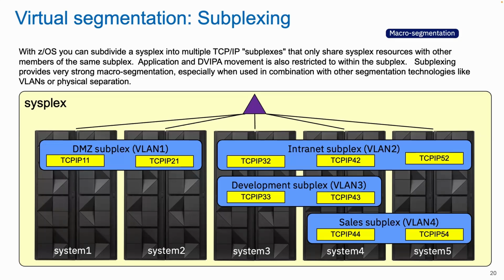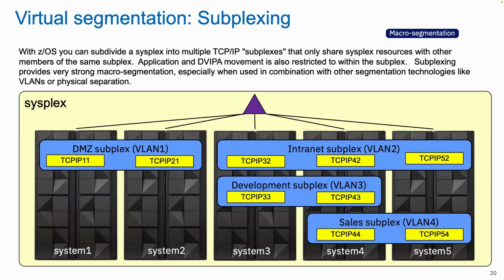In order to provide some type of segmentation or isolation in a sysplex environment, we introduce something called subplexing. What subplexing does is we take that sysplex, and even though by default they can all communicate with each other, we can limit who they communicate with. So in this example, the TCP/IP stacks on system 1 and 2 only can talk to each other. By default, they're not aware of any of the other IP addresses or dynamic sysplex distributor addresses, et cetera, that are in these other subplexes.